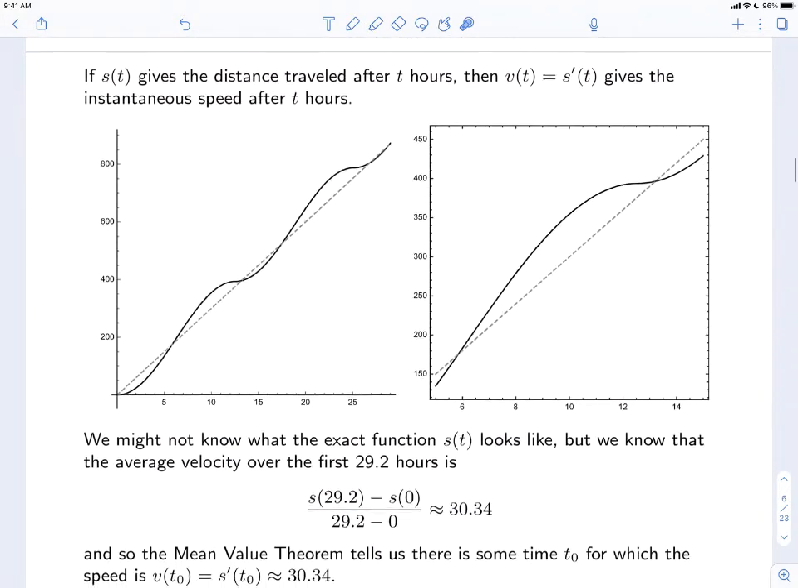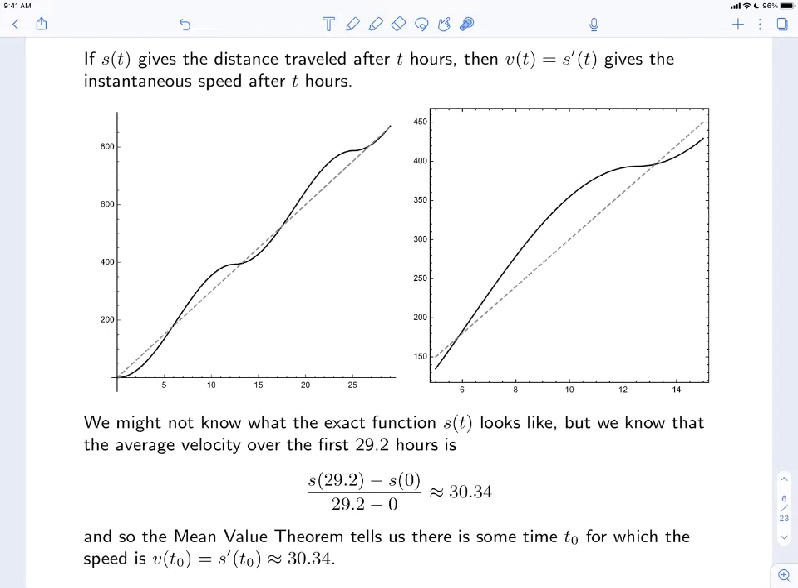What you see here is an example of what a distance curve might have looked like. Now, we don't actually know what his position function or distance function was, but what we do know is that if we have s of t giving the distance traveled after t hours, then its derivative gives the instantaneous speed after t hours. So if you graph some function that might give you the distance, so this is some curve that describes distance traveled up to 886 over 29.2 hours, then we know what the average velocity was.